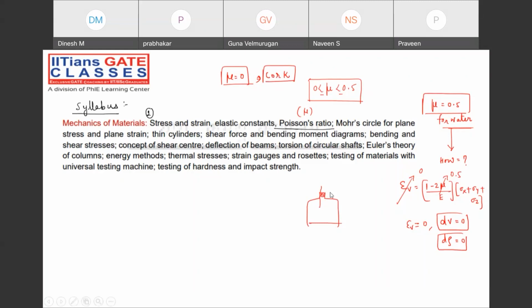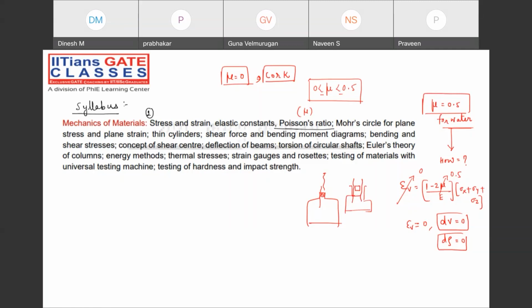Suppose thermal expansion is happening because of heating, or some lateral expansion is happening. But cork is such a material where lateral expansions are not allowed. In fact, linear expansion is possible. But the moment lateral expansion or contraction happens, the bottleneck will just widen up and the fluid may start leaking. That's the reason we use cork for closing the bottle. Because Poisson ratio is zero for that particular cork material.